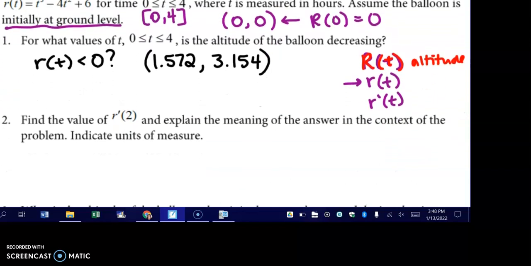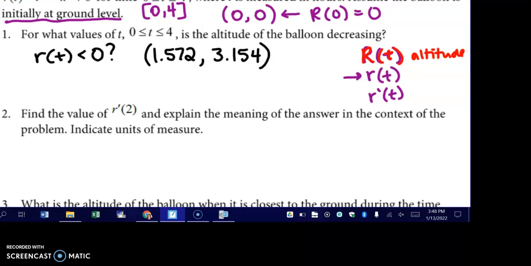All right. Next thing, find the value of R prime of 2 and explain the meaning of the answer in the context of the problem, indicate units of measure. First of all, reminder, answer in the context of the problem means I need to reference the hot air balloon's height. Okay? R prime of 2, I'm going to start by finding R prime of, oh, actually, wait, I have my calculator. Let's work smarter, not harder.